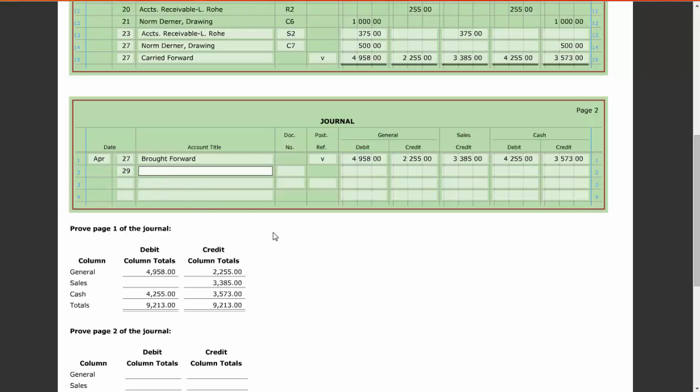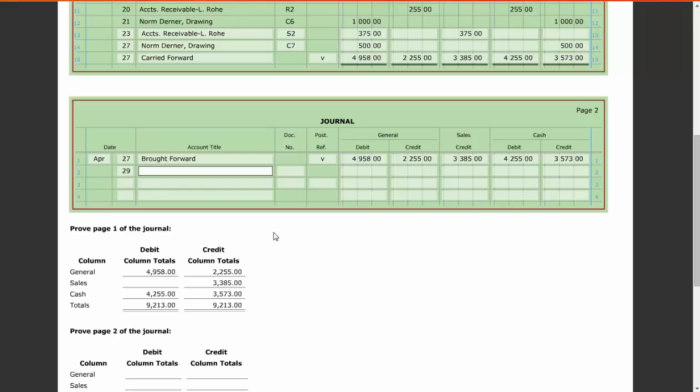Source document is what, Chris? R3, and what does R stand for? Receipt. So what did we receive? Yes. So is cash going to go debit or credit? Debit. So we know because of the source document that cash is being debited. So we know the other account, therefore, would need to be credited.